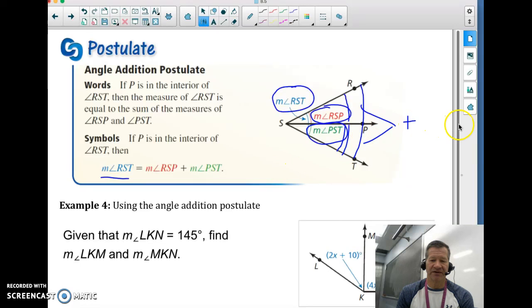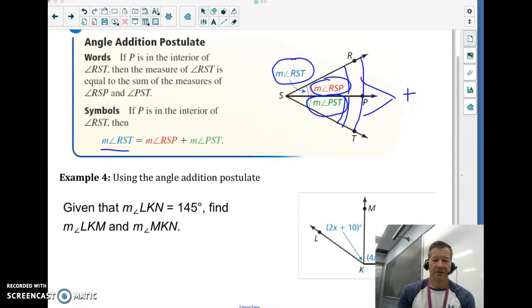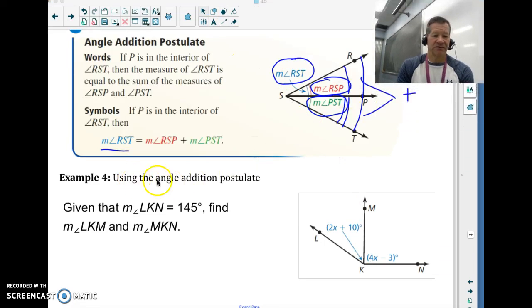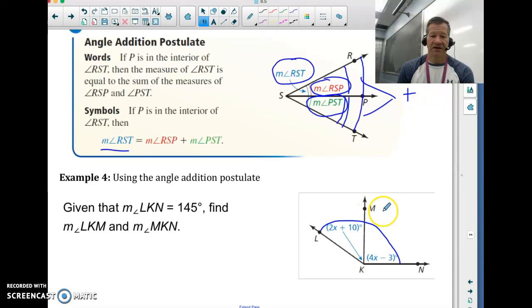All right, let's put that into play here. So use the angle addition postulate. So given that measure of angle LKN is 145, so LKN, that's this entire angle right here. Given that that's 145 degrees, find the measure of angle LKM, which is this angle.